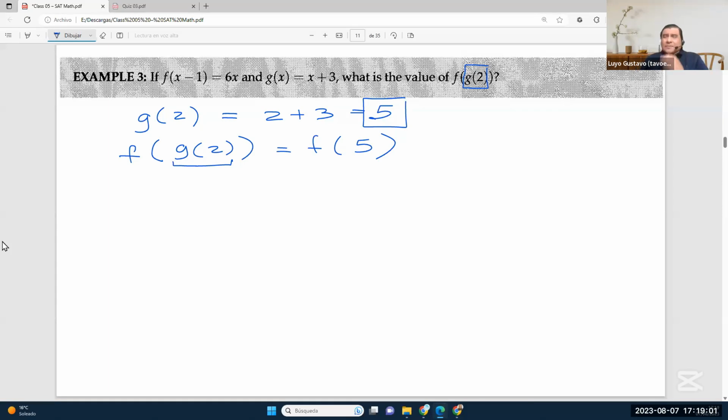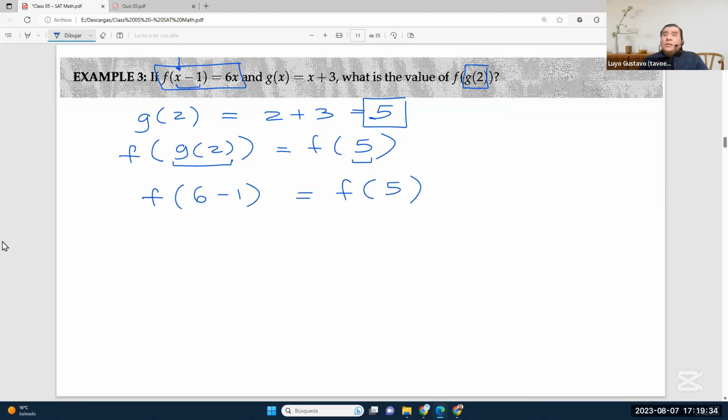Think about it. What should be the value of x according to the definition of function f? What should be the value of x for this to take the input value of 5? Which value of x matches this input of 5? Clearly, the value of x that matches the input value of 5 should be 6, because f of 6 minus 1 is the same as f of 5.